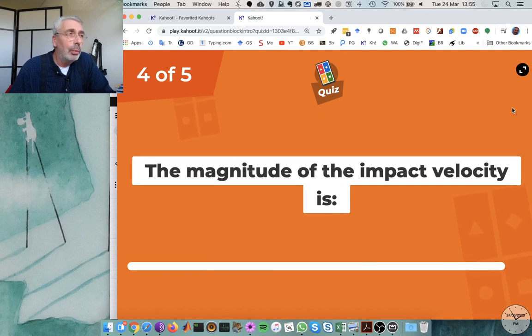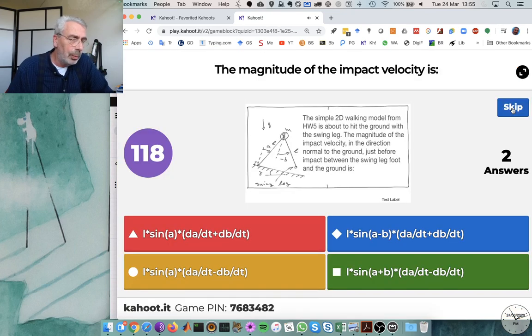This is about your homework problem from last week, but now I want to know the velocity by which the swing leg will impact the ground. And so the walker is walking down the slope, and then the swing leg will hit the ground, and the question is, what will be the magnitude of this impact velocity?